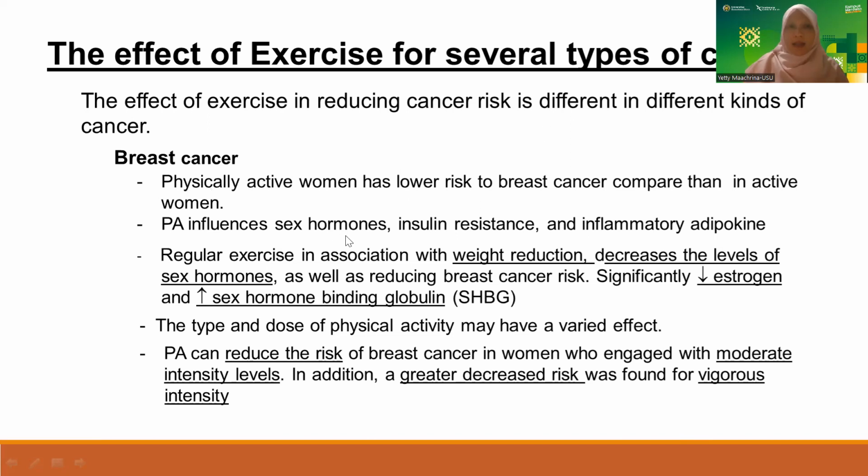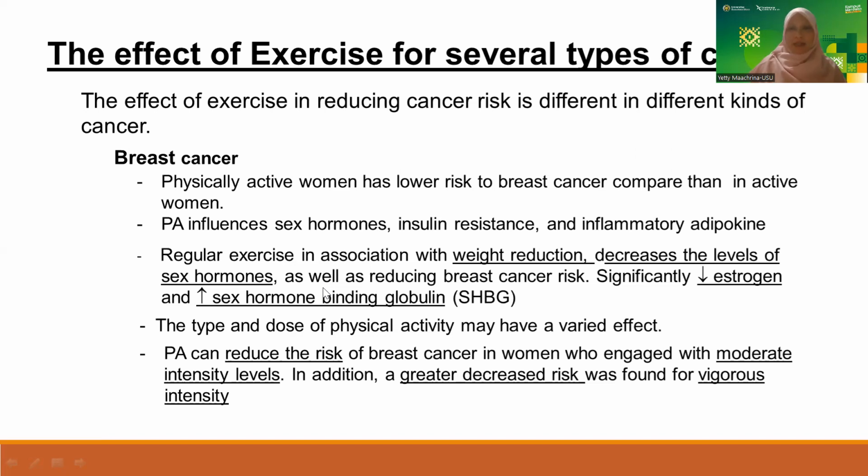For breast cancer, a physically active woman has a lower risk of breast cancer compared to an inactive woman. And from the study, physical activity also influences sex hormones, insulin resistance, and inflammatory adipokines. So it's very important to suggest that women get regular exercise, because in association with weight reduction, it also decreases the level of sex hormones as well as reducing the breast cancer risk.